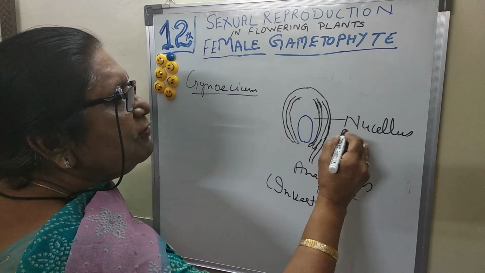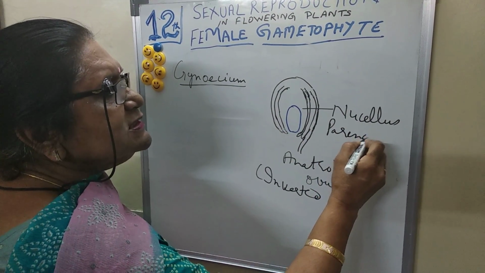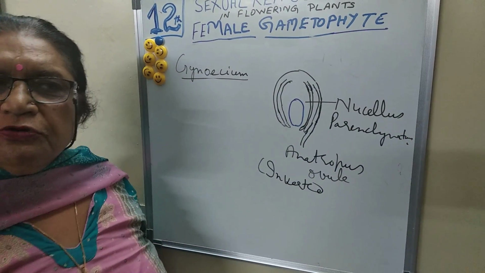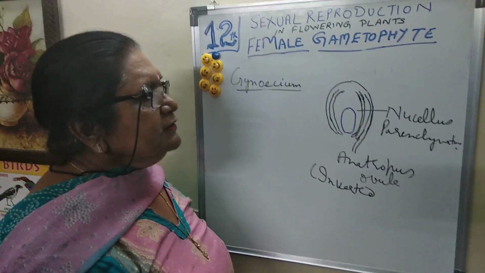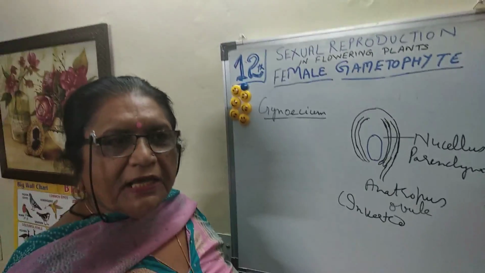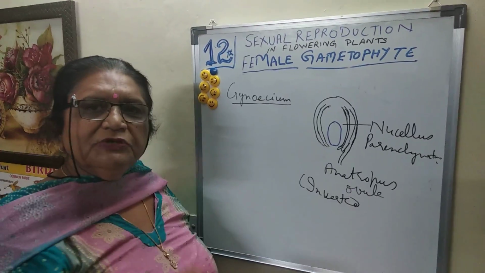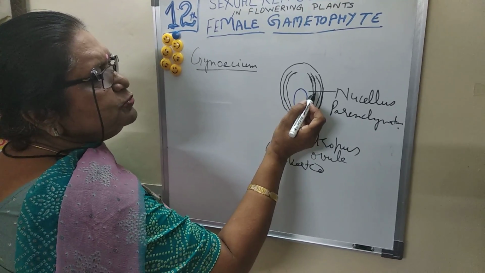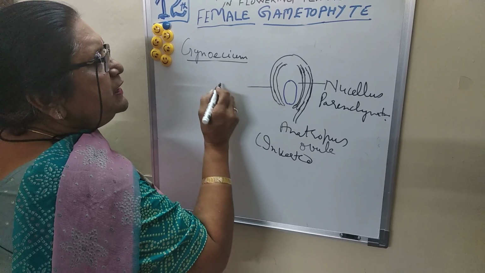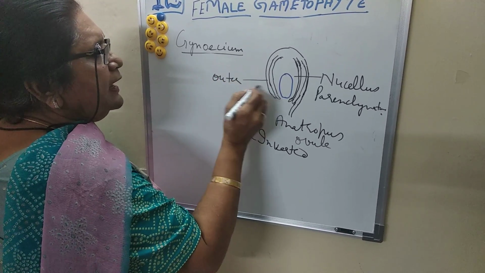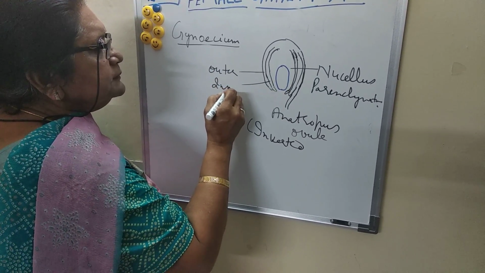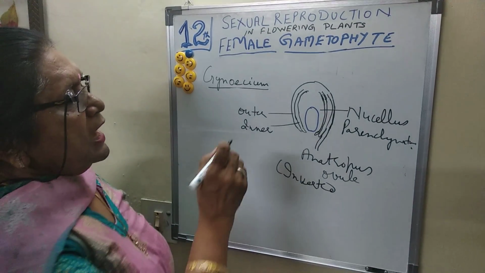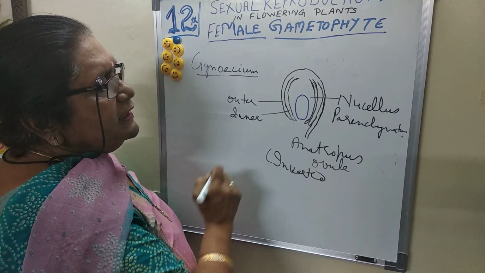Nucellus consists of parenchymatous cells, meaning living cells, which go through various divisions to form the embryo sac. So the embryo sac is embedded in the nucellus. The nucellus is protected by two coverings, the outer integument and inner integument.